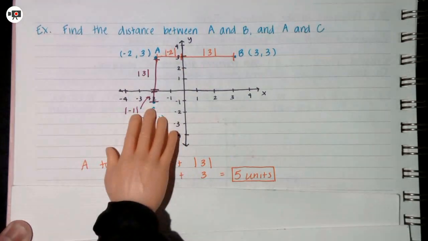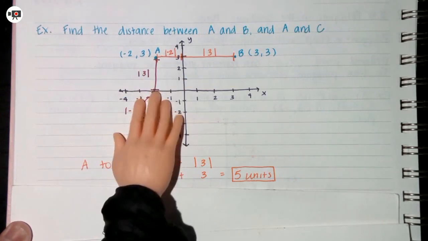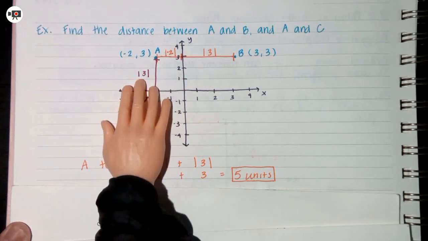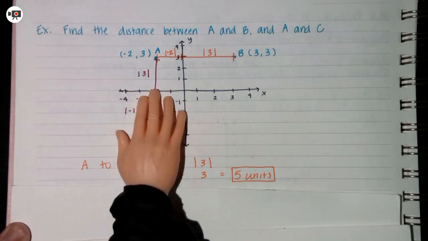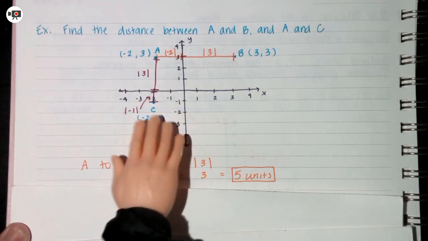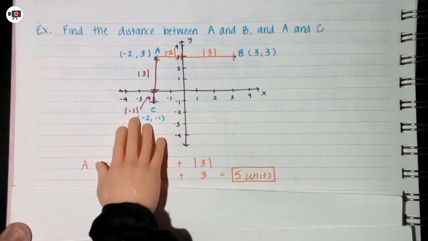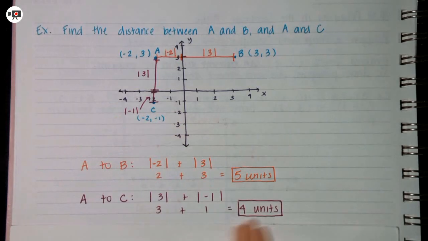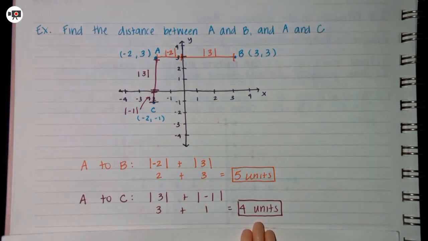And then from A to C, A to the x-axis is 3 units, absolute value of 3. And then from the x-axis down to C at -1, this is the absolute value of -1, which when I add them together would be 4 units.